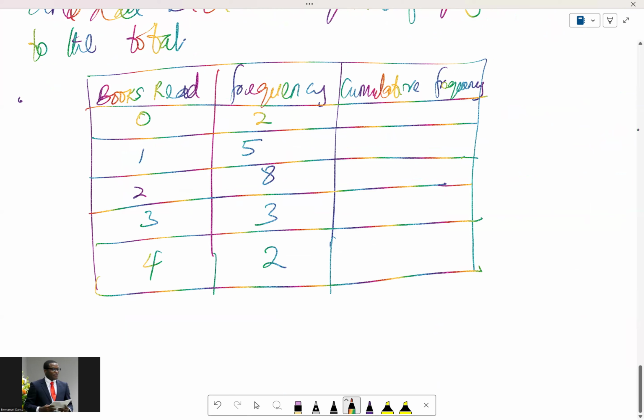So talking about the cumulative frequency now. Start from the first one. The cumulative frequency here is 2. Then the next cumulative frequency will be this 2 plus that 5, that's 7. And this 7 now plus 8, that is 15. This 15 now plus 3, that's 18. Then this 18 now plus 2, that will be 20. Okay, that's for cumulative frequency.